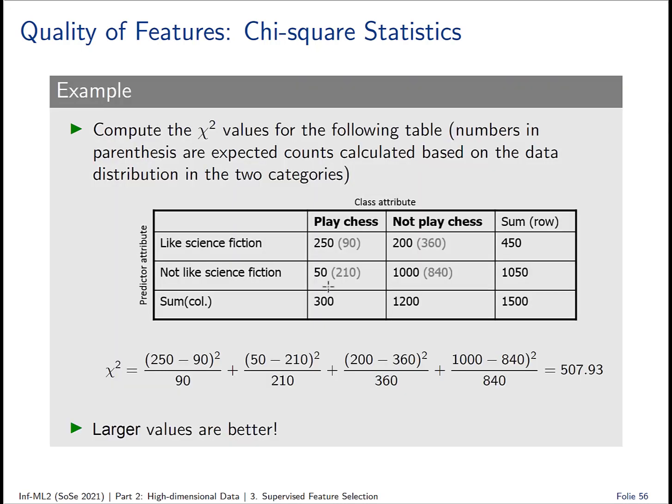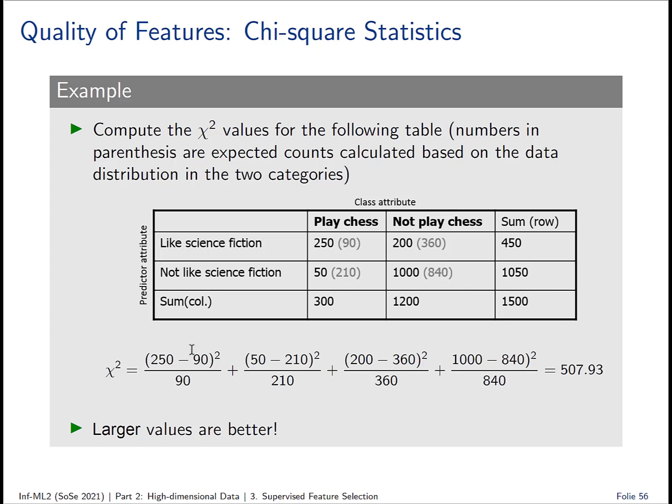That is on the next slide here. The expected numbers are here in brackets. 1 out of 5 of the 450 are expected to play chess, so 90 of those observations are expected to play chess. The other ones are expected to not play chess. The same can be computed from the total sum of the observations that do not like science fiction. We again expect 1 of 5 of those 1,050, which is 210, to play chess, and 4 of 5 of those 1,050, which is 840, to not play chess.